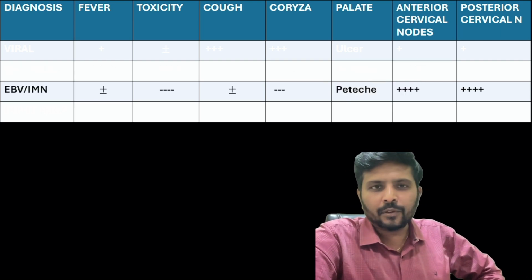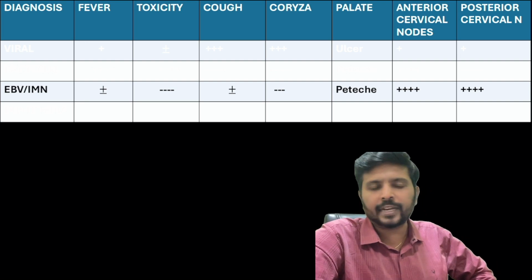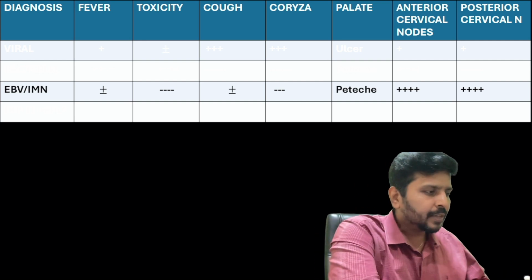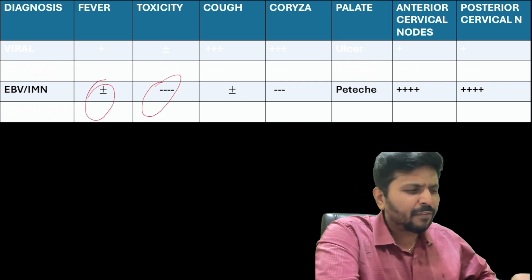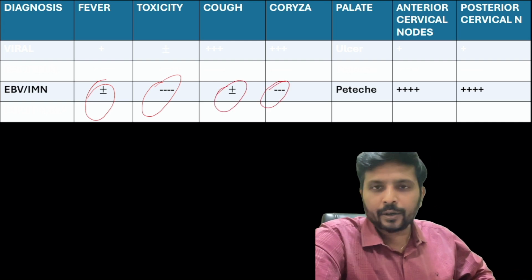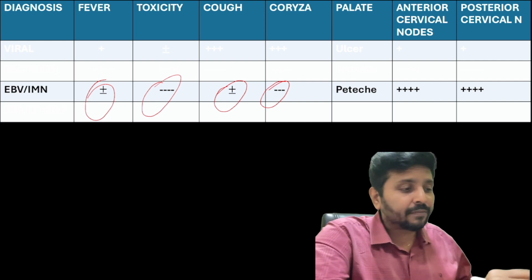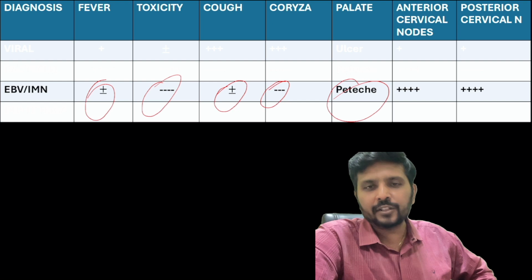The third one, what is this? Is it possible to find out Epstein-Barr virus? The answer is yes. The fever will not be that high. There will not be any toxicity at all. And cough may or may not be there. Definitely there will not be any coryza. But one important finding is that the palate will contain petechiae, just like in streptococcal pharyngitis.